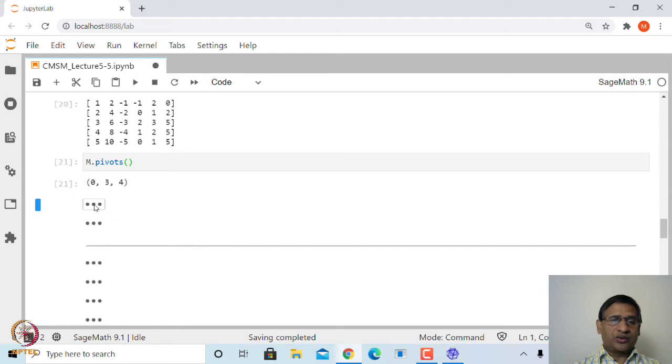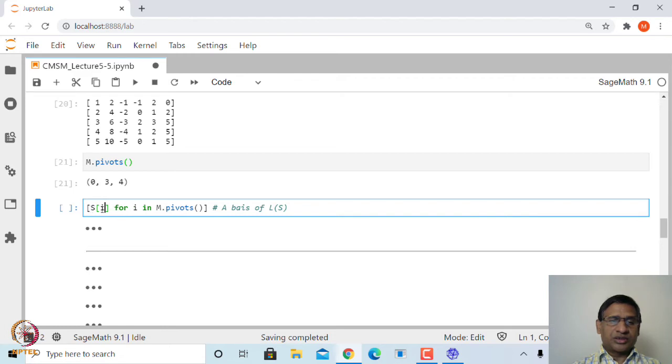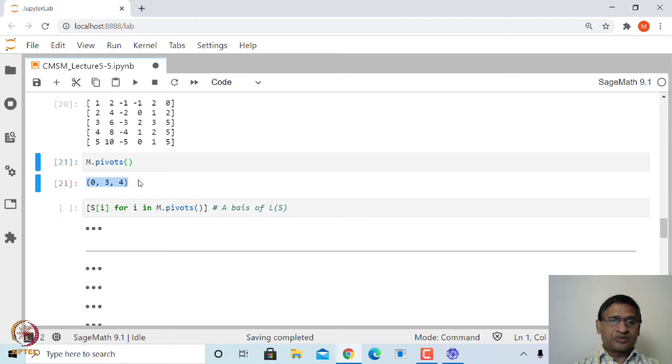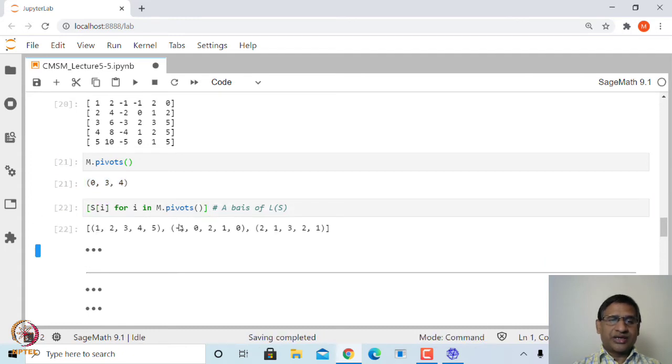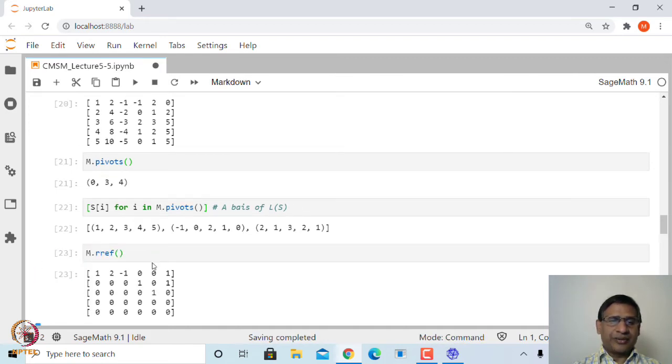In fact, you can try to check each of these pivots, running over this pivot, and these are the three vectors which are linearly independent, and it forms a basis for LS, right. You can apply RREF to M, and then you will see that first column, fourth column and fifth column form an identity matrix. So these are the pivots.